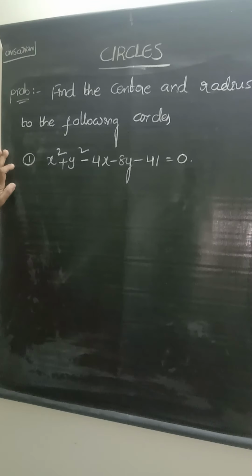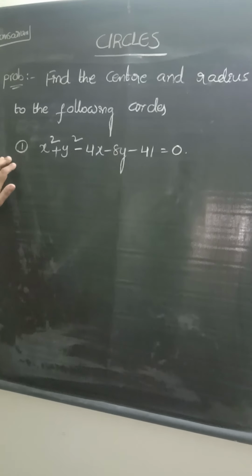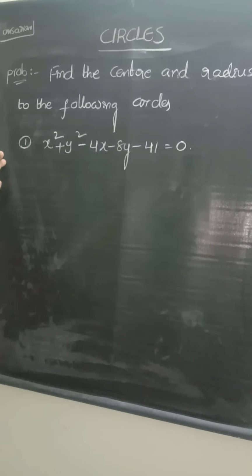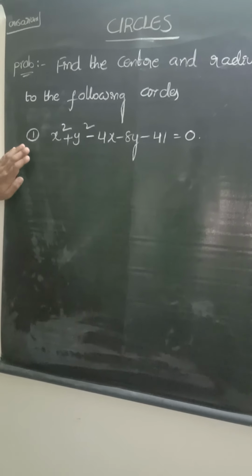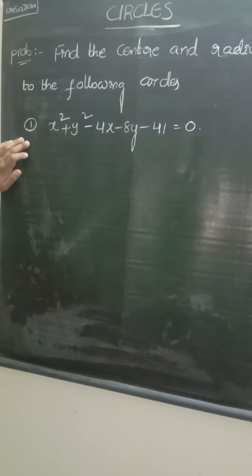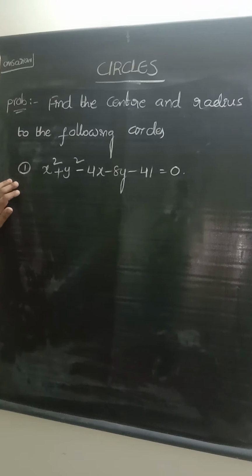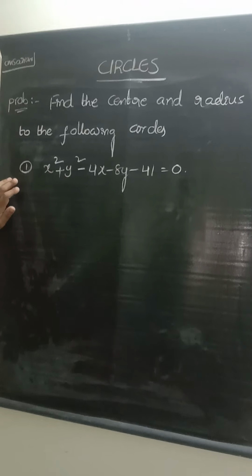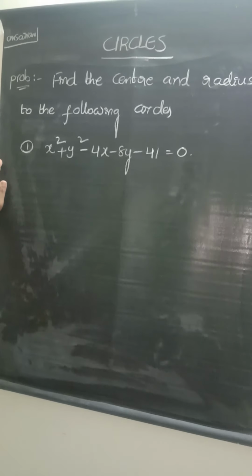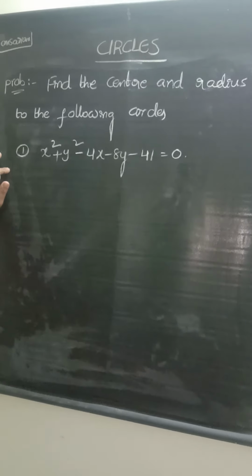Find the center and radius of the following circles. First problem: x square plus y square minus 4x minus 8y minus 41 is equal to 0. To find the center and radius of this circle, we are using the formulas: center is equal to (minus g, minus f) and radius r is equal to square root of g square plus f square minus c, since it is in the standard form.